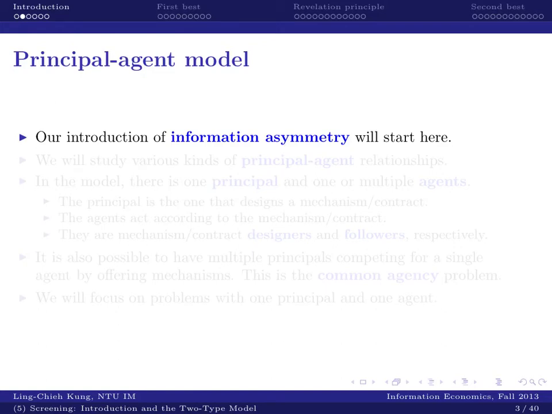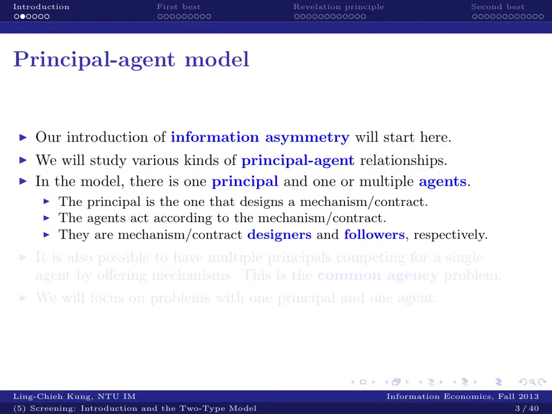Okay. So our introduction of information symmetry will start here. In particular, we will start with various kinds of principal-agent relationships. Principal-agent relationships are particularly useful for us to discuss information symmetry. In this kind of model, there will be one principal and one or multiple agents. In a sense, we are saying that there will be one guy designing a contract or a mechanism. This guy is called a principal. And this mechanism or contract will be used for the agents to play the game under the mechanism or contracts. So we say the principal is the mechanism designer and the agents are mechanism followers. Okay?